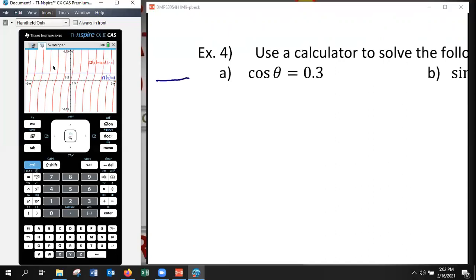So the way that I look at this is, where does cosine equal, or where does my x value equal 0.3? So my x value is going to equal 0.3 in both of these two situations. That would be a quadrant 1 and a quadrant 4 answer.